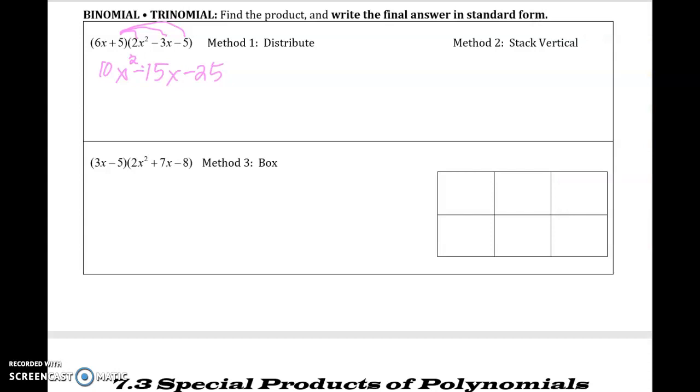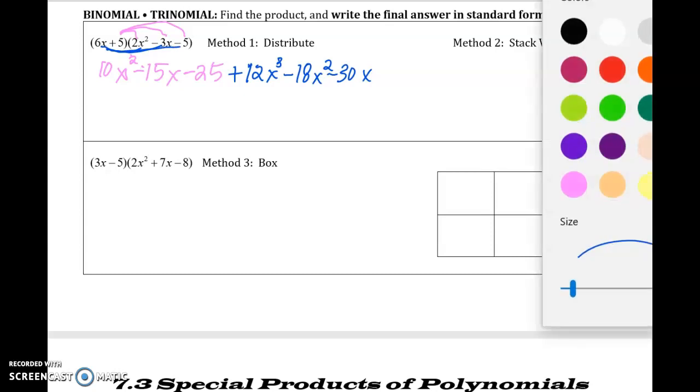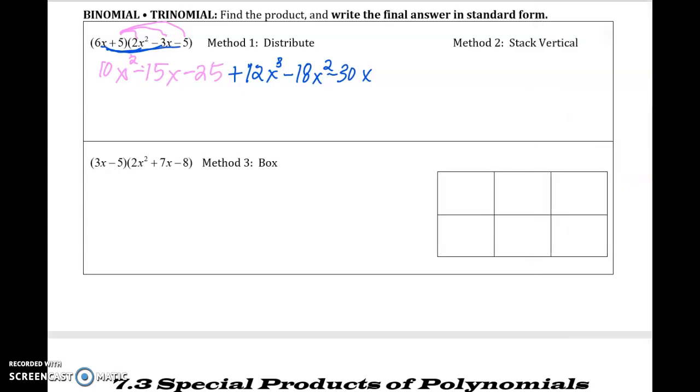Okay, so I've distributed my first number. Now I'm going to go back and I'm going to pick up my 6x and I'm going to distribute that. So notice I'm using a different color for this. So I have 6x times 2x squared. So that's a positive, let's see, 6 times 2 is 12. X squared times x is x cubed. And then 6x times negative 3x would be negative 18x squared. 6x times negative 5 is negative 30x. Okay, and then at this point, I'm going to go ahead and pick up my like terms.